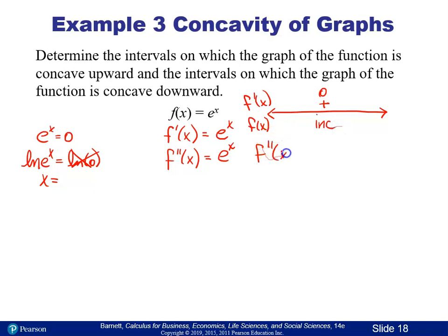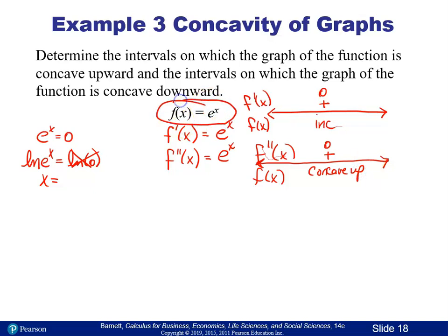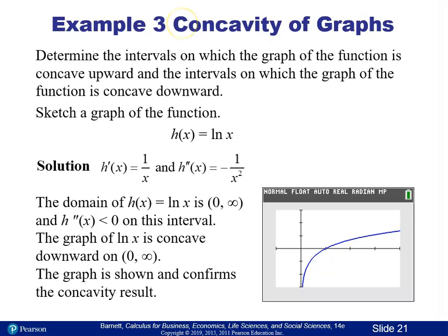And then if I do the same thing for my second derivative, again, I don't have any critical numbers to divide it, so it's either always concave up or always concave down. By the same rationale, if I try 0, I end up with a positive. So it's always concave up. So the graph of e to the x is concave up for all real numbers, and it is also increasing for all real numbers. There's not a lot interesting going on for that particular example. Okay, I'm going to skip over this one.